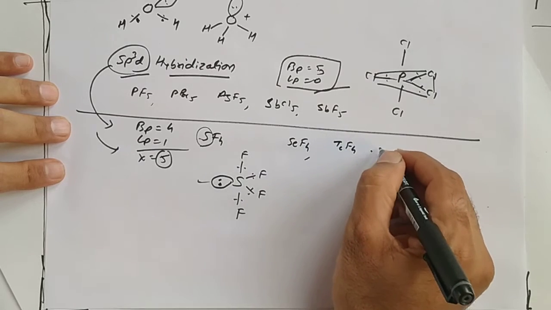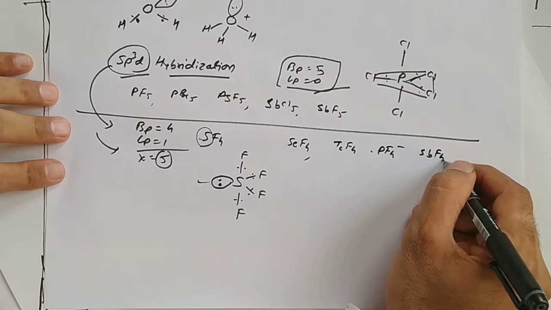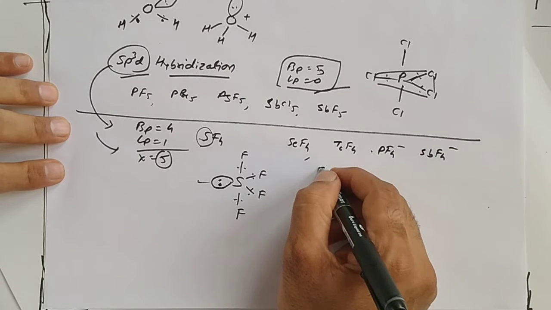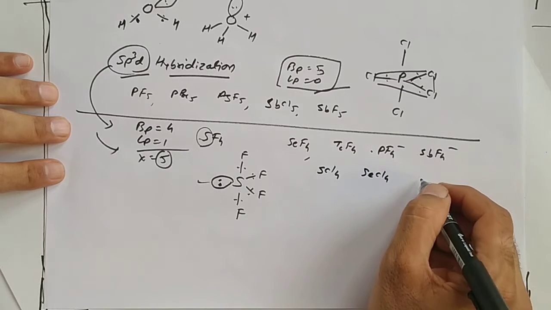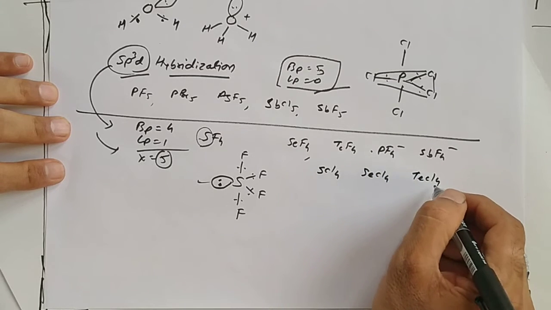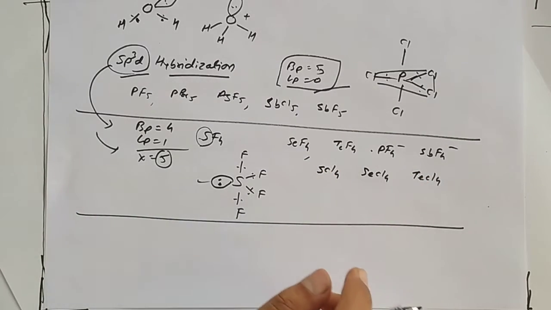Other examples are SeF4, TeF4, PF4 minus, SbF4 minus, SCl4, SeCl4, TeCl4. Draw them yourself in your homework. All these examples you have to draw compulsorily in your homework.